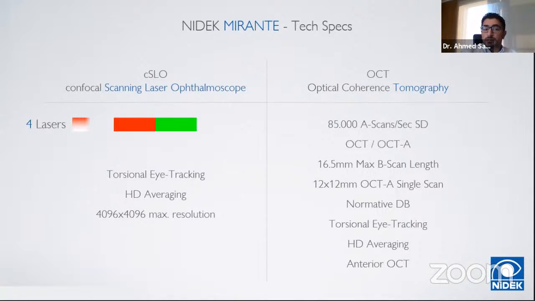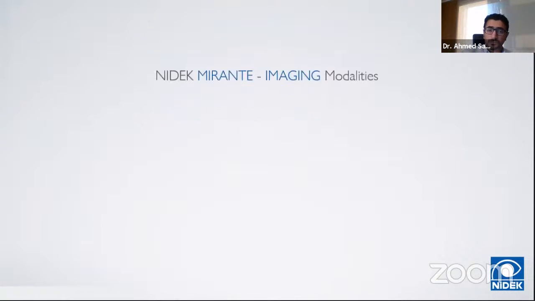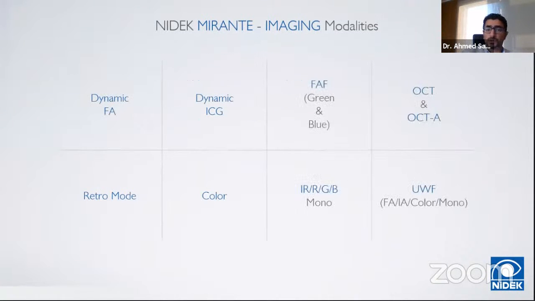Why are we calling this a multimodal imaging device? Because we have 4 different laser cavities with 4 different wavelengths incorporated in the device, so that we are able to capture different images of the retina at different depths. And our system also contains an OCT. So I will take you through the imaging modalities now.